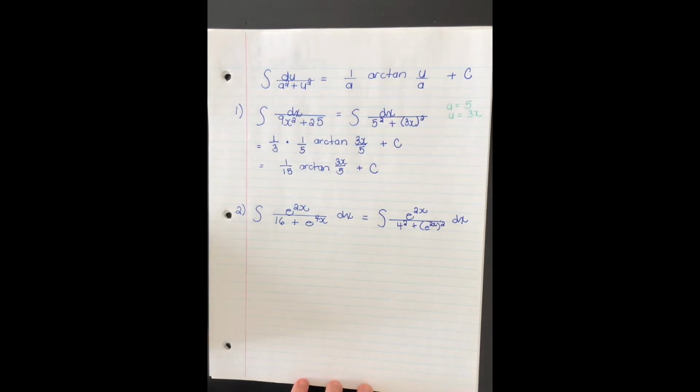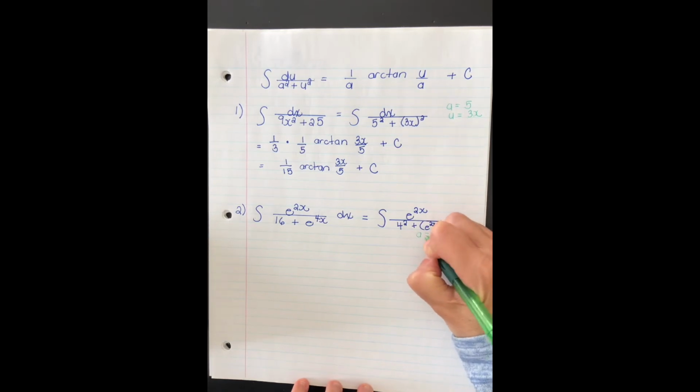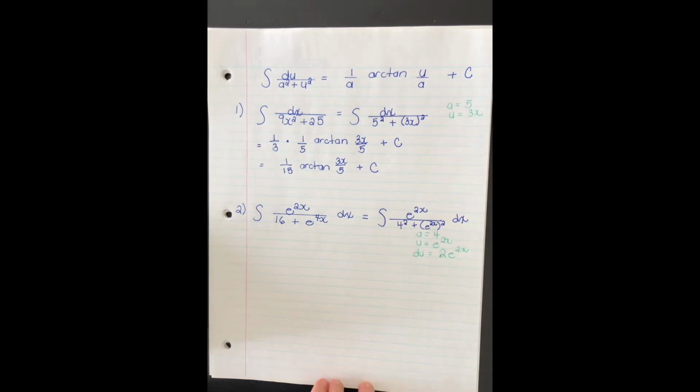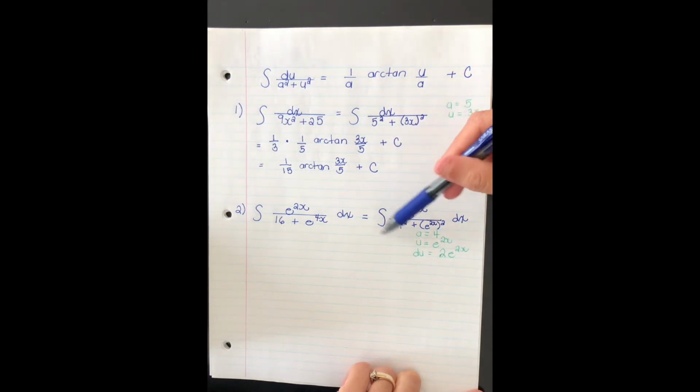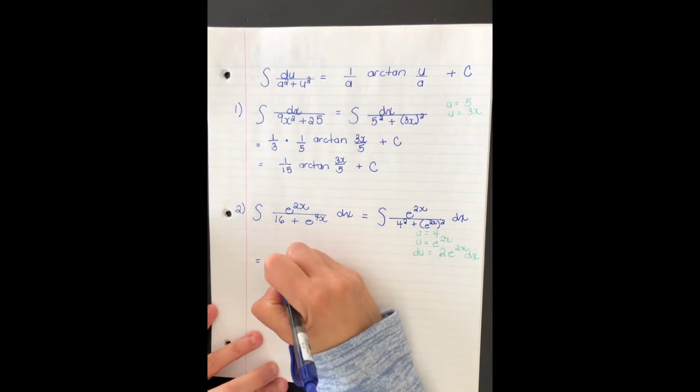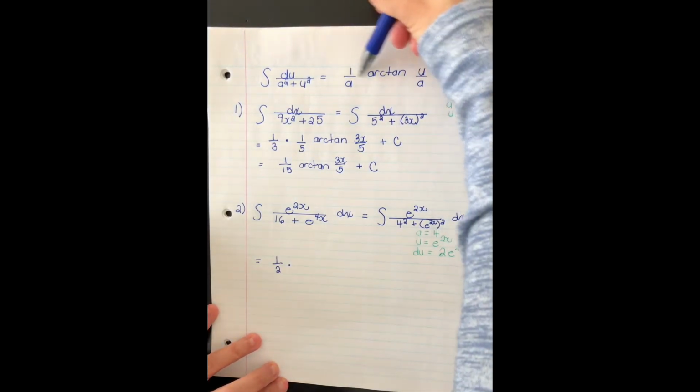Okay, so now what do we have? We have that a is 4. U will always contain the variable, so u is e to the 2x. So what is du then? It is 2 times e to the 2x. Taking a look at what we have here, we have e to the 2x dx, not 2e to the 2x dx. So we're going to need a factor of a half, and then we go right away to our formula.